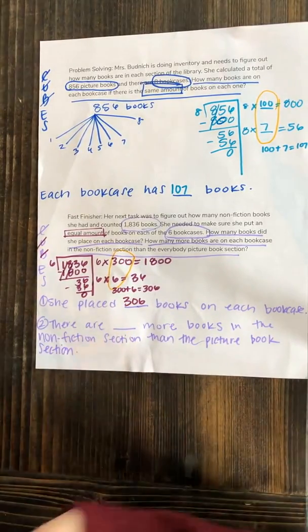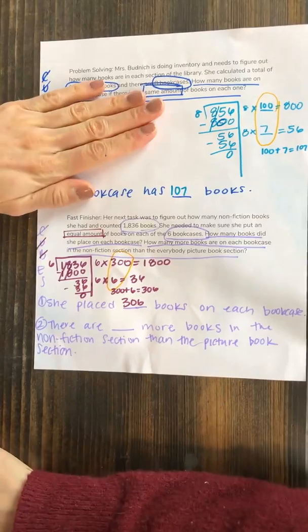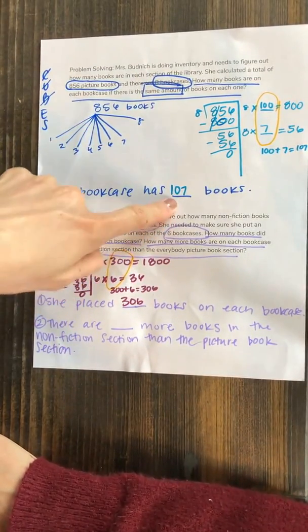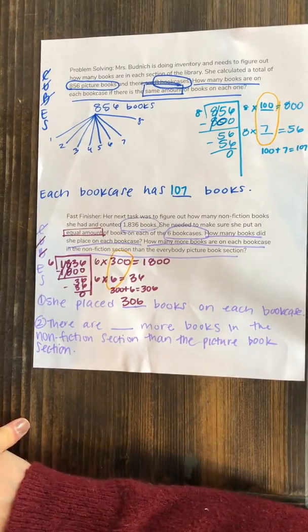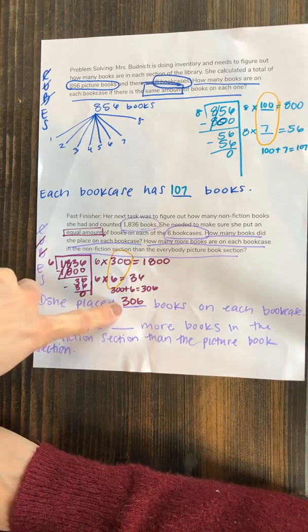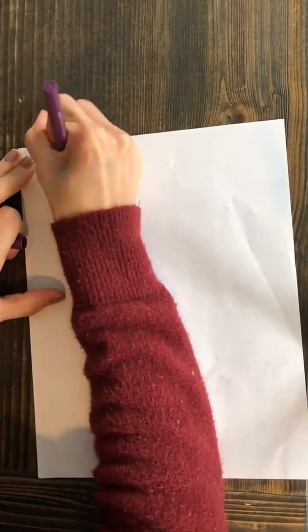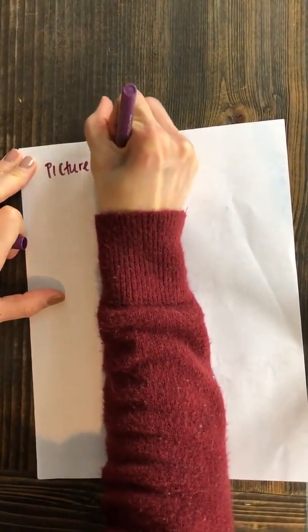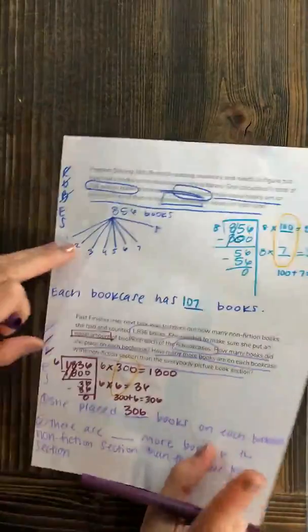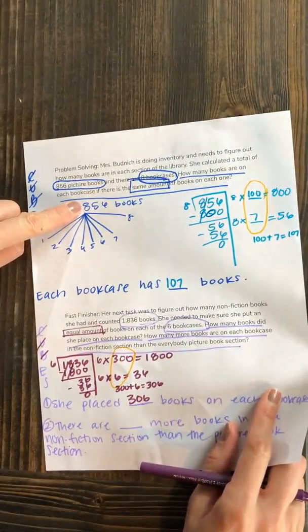So now they're saying, okay, so Miss Budnick has some picture books, and she has 8 bookcases, and each one has 107 books, and she has some nonfiction books. She has 6 bookcases of those, and each bookcase has 306 books. So I'll kind of draw it out for you. So she has picture books. Okay, she has some shelves of picture books, and it says she has 856 books on 8 different bookcases.